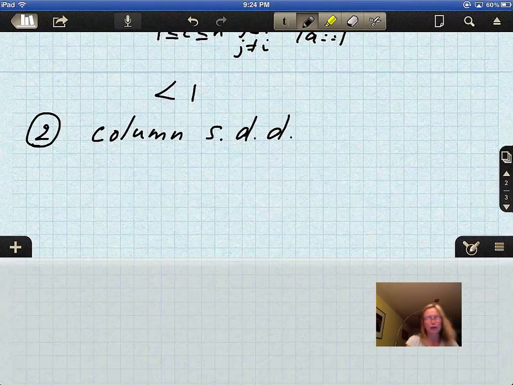Okay, so I'm working on my iPad here. I'm not very good at writing on my iPad yet, so I tend to abbreviate things so that I don't have to write that much.